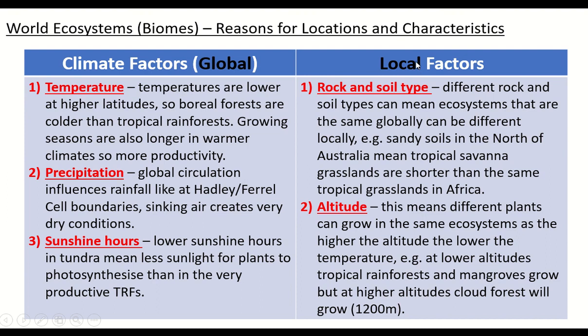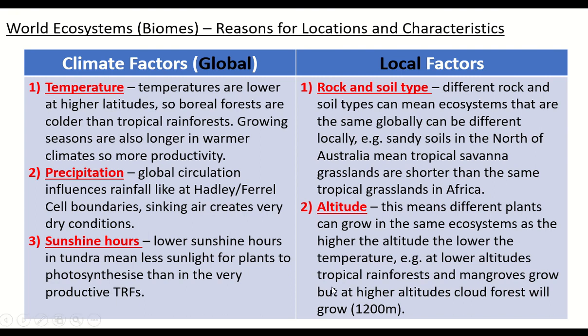And then lastly, another local factor is how high or low you are to sea level, so altitude. Some plants, for example, can grow very, very well at higher altitudes, but generally speaking, not so many. So if you've got a very mountainous area, you'll tend to find that you have fewer species. At lower altitudes, it's the opposite. You've got generally favourable conditions for lots of plant life.